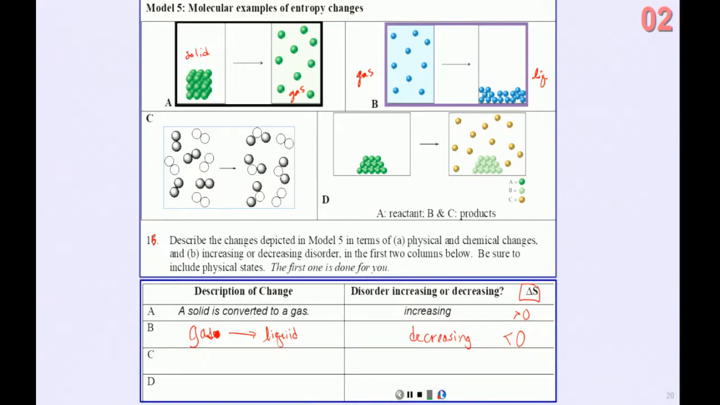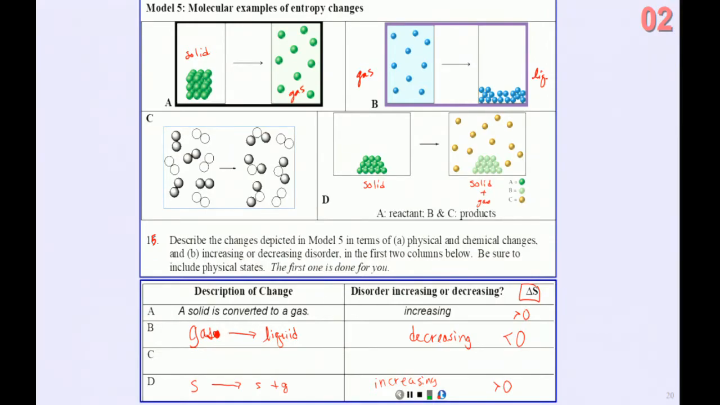Let's do D. On D, the A side is your reactant, and it's the green ones over here, and that looks like a nice orderly pile of a solid, right? And the product looks like a solid plus a gas. So solid goes to solid plus gas. Is it ordered, increasing or decreasing? Well, if you've got more particles bouncing around, that would be increasing disorder. And so just as is the case for example A, delta S is greater than 0. It's increasing.